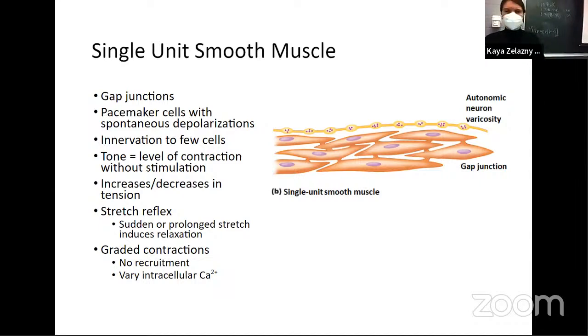Smooth muscle also has what we call a stretch reflex, which is where you have this sudden and prolonged stretch inducing relaxation. So it's kind of like a bouncing back kind of thing that we have happening there. The other thing that we have here is that instead of having a contraction or not having a contraction, like all or nothing, a smooth muscle can have graded contractions. So like slight contraction, slightly stronger contraction, and so on. And this isn't happening because of motor units and recruitment. This is happening because of different levels of calcium.